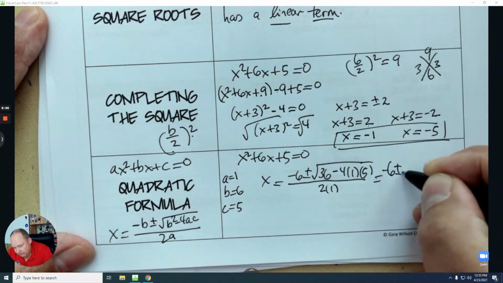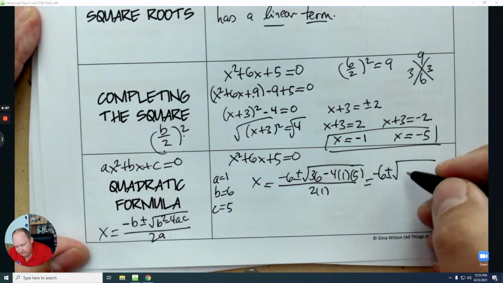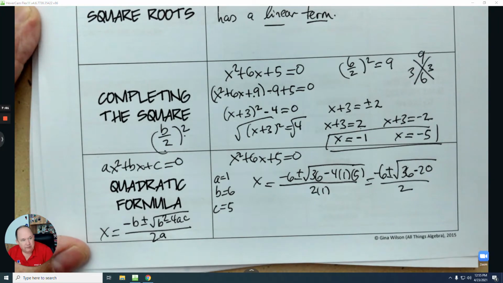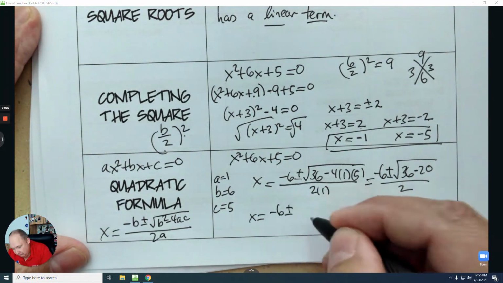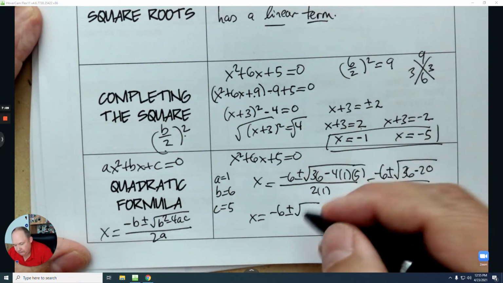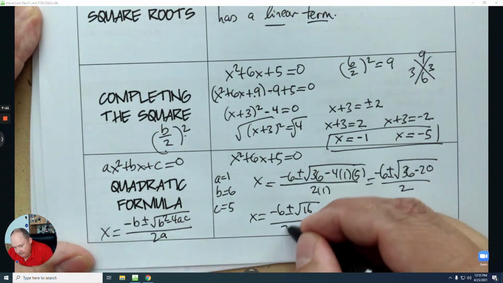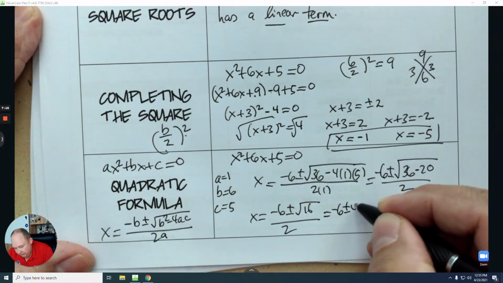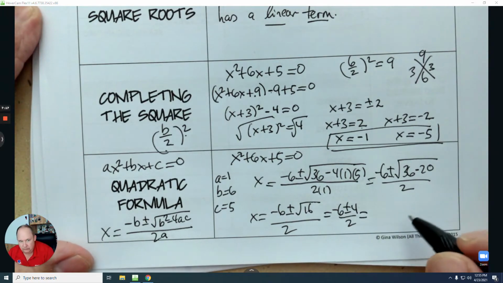So you have negative 6 plus or minus the square root of 36, subtract 20. 2 times 1 is 2. Just keep working at this equation until you've solved it. 36 take away 20 is 16. The square root of 16 is 4, and here are your two answers.